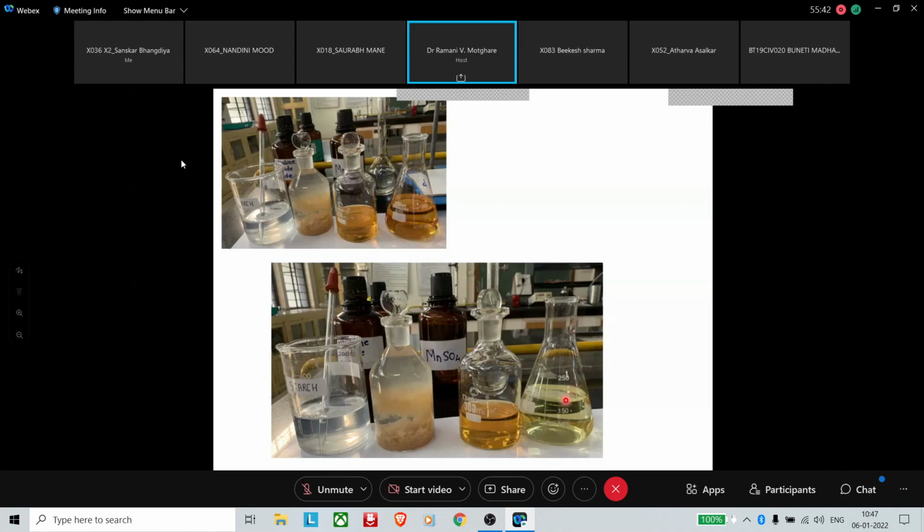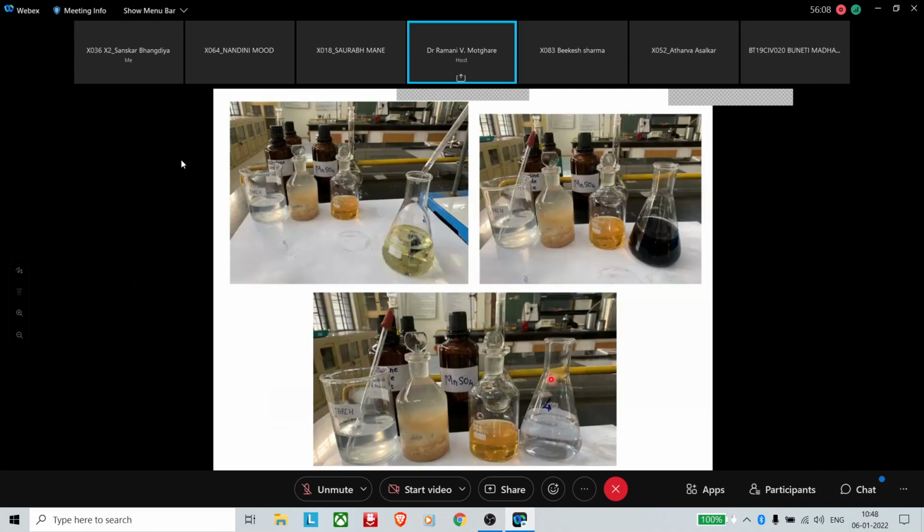You can't add this indicator in the beginning. You are adding the indicator at the end. So you first titrate with sodium thiosulfate solution till you get a pale color. The comparison of the color is there. Like this is the initial color. You titrate till it becomes pale yellow, and when it is pale yellow, this is the starch. You add around 1 ml of starch to it. When you add 1 ml of starch, the moment it is dropped, it forms a blue colored solution. So that is the starch iodine blue complex.